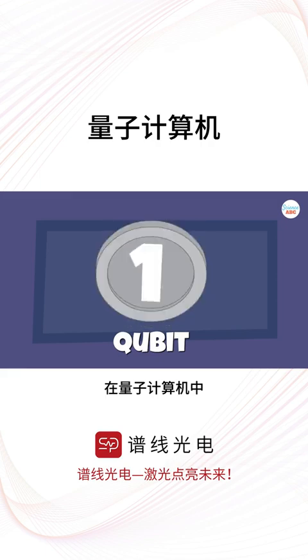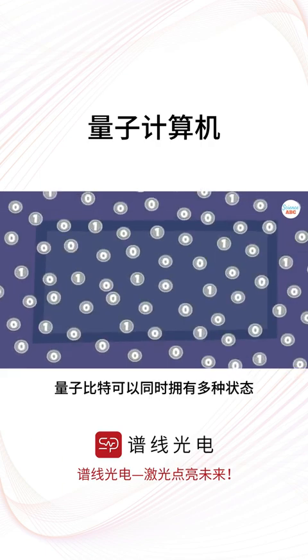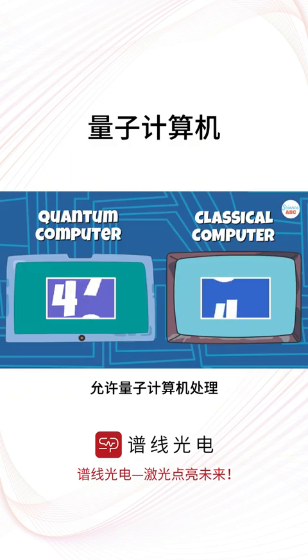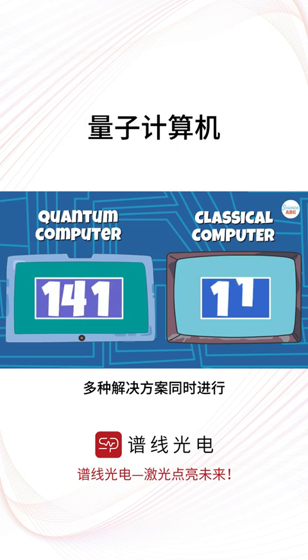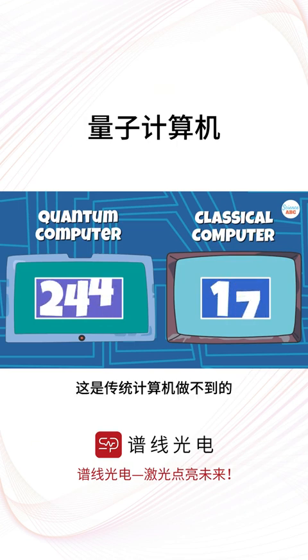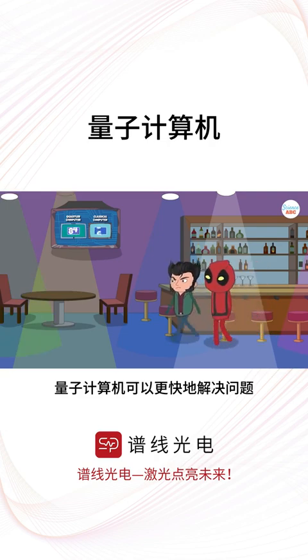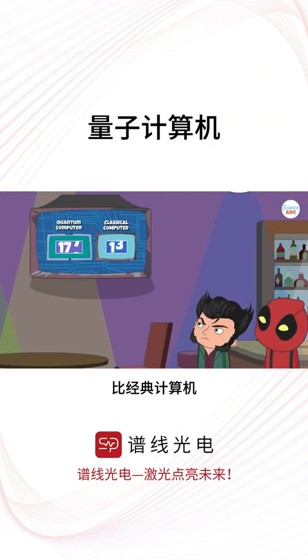In a quantum computer, a system of multiple qubits can simultaneously possess multiple states, allowing the quantum computer to process many solutions simultaneously, something a classical computer simply cannot do. This capability enables quantum computers to solve problems much faster than classical computers.